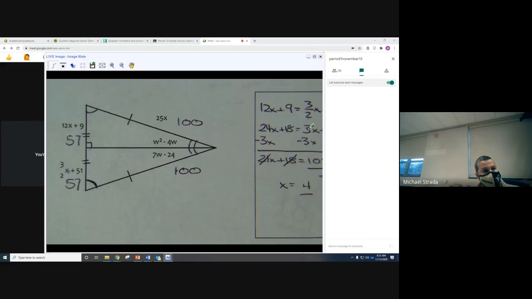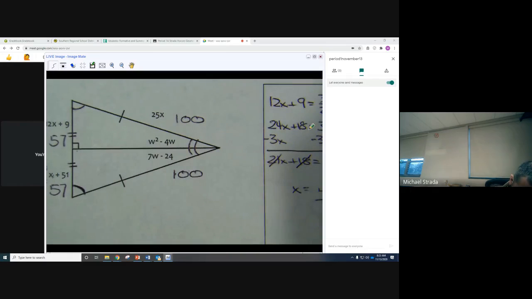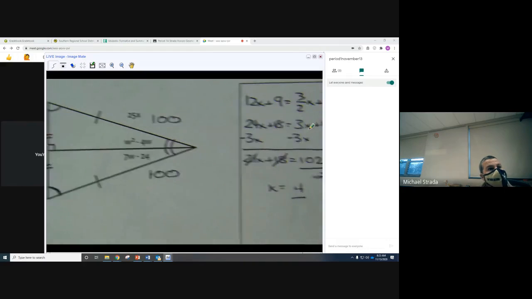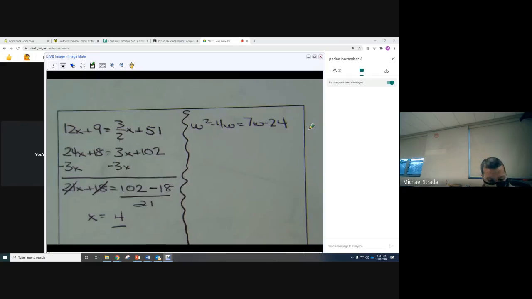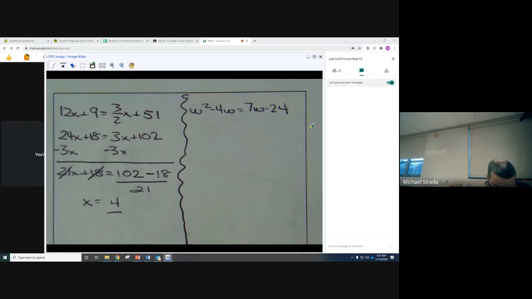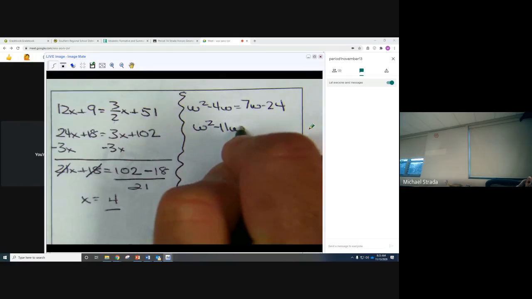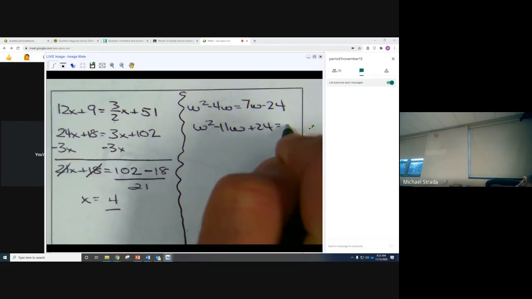Now the quadratic part of it. Okay, that angle's bisected, so we set them equal to each other. w squared minus 4w equals 7w minus 24. Everybody good with that idea? All right, now we're going to get in standard form. w squared minus 11w plus 24 equals 0.